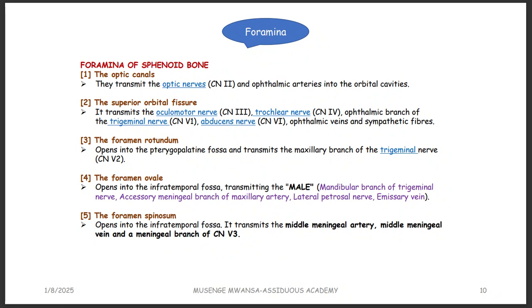Now, for cranial nerve number 5, it has got 3 branches. It has got V1, which is the ophthalmic division, V2, which is the maxillary, and V3, which is the mandibular. So of these 3 branches, it is only V1 that is passing through the superior orbital fissure.